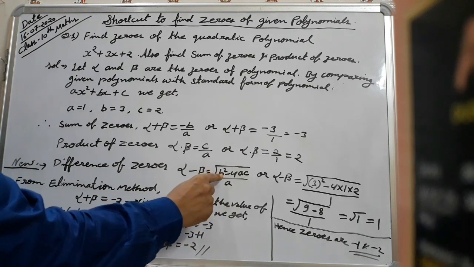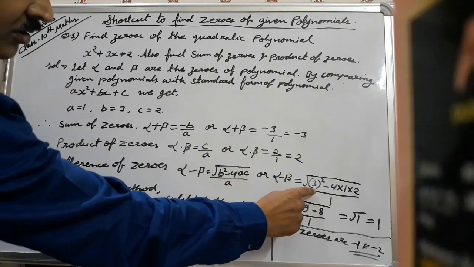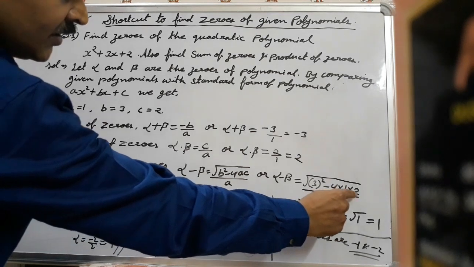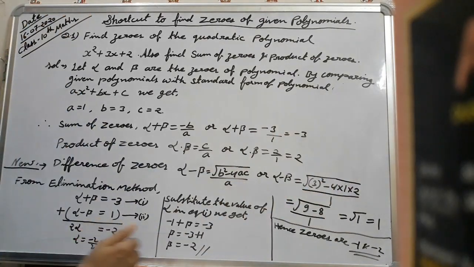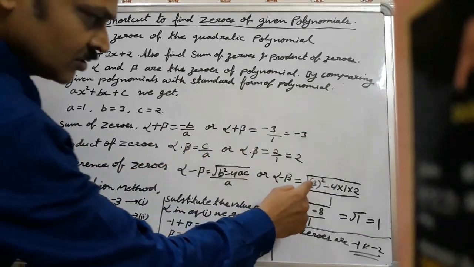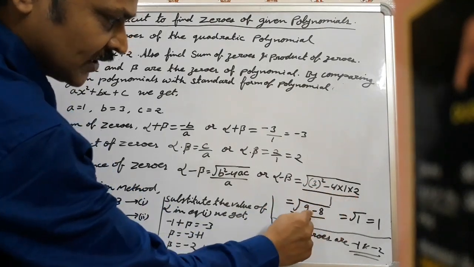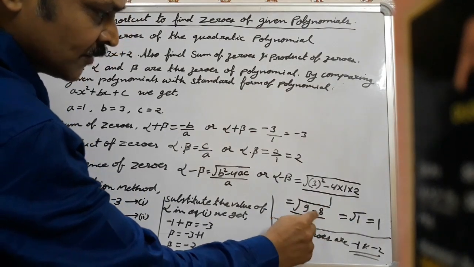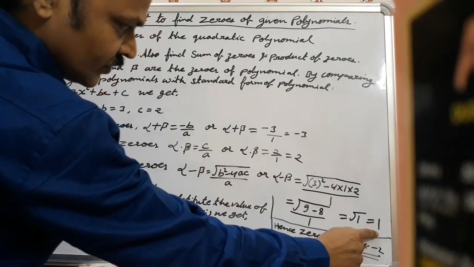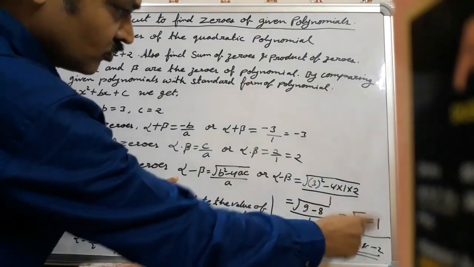Now substitute the values of b, a, c here. What is b here? 3. Therefore 3 square minus 4 into a is 1, and c is 2, and the whole divided by a is 1. Then solve it: 3 square is 9, minus 4 into 2, that is minus 8, by 1. Under root 9 minus 8, that is root 1. The value of root 1 is equal to 1. Therefore difference of zeros, alpha minus beta, is equal to 1.